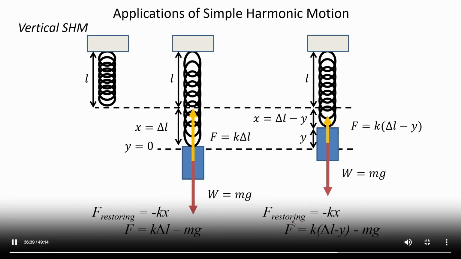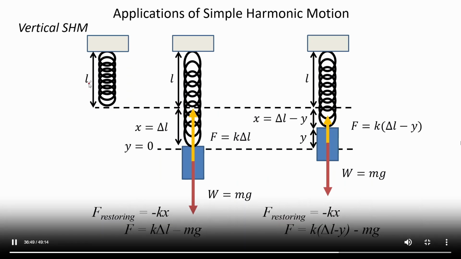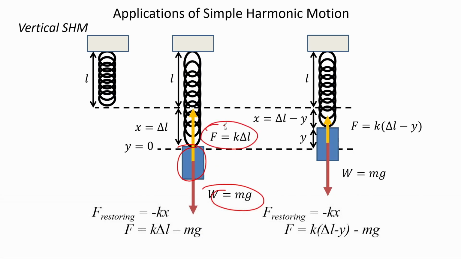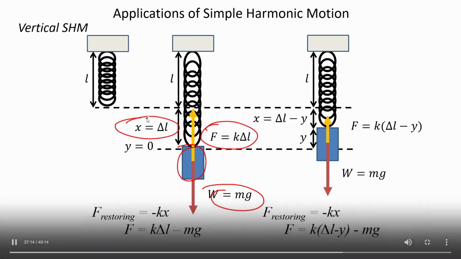Now let's look at an application of simple harmonic motion. So this time it's vertical. Initially, the spring has length L. Once we attach a mass here, it stretches more because of the force of the weight. The restoring force is equal to k delta L. Delta L is just the stretched length minus the original length L, or x is equal to delta L. So the restoring force here is again negative kx.